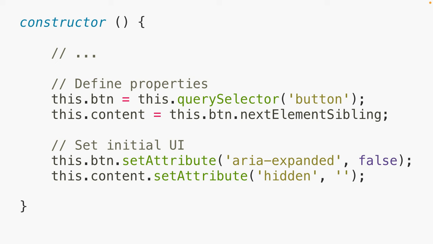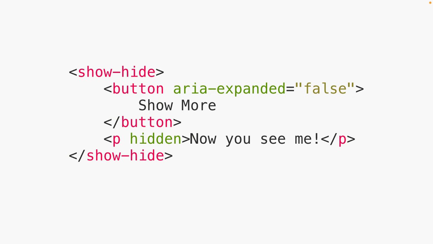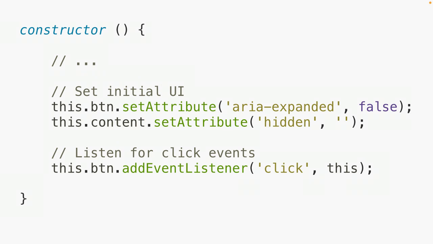Next, we want to set up the initial UI. We need to add an ARIA expanded attribute to the button with a value of false. And this is an accessibility requirement. The ARIA expanded attribute communicates to screen reader users whether the content that goes with that button is visible or hidden. And then we'll hide the content using the hidden attribute. Now the HTML in the UI looks a bit like this.